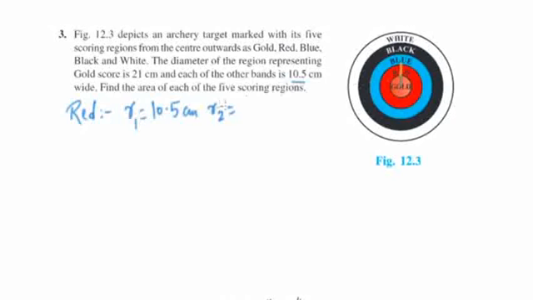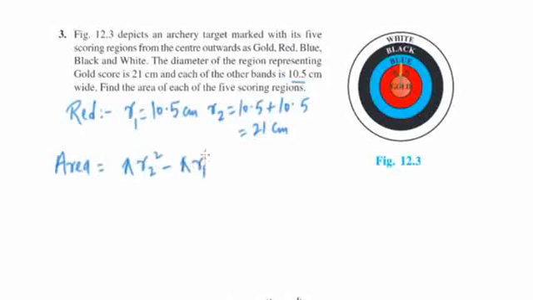So the radius of the second circle will be 10.5 plus 10.5, which is the same as 21 centimeter. So to find the area of the red region, it will be pi r2 square minus pi r1 square. And as we can see, in both the terms there is pi common, so we can take pi common. So it will be r2 square minus r1 square.